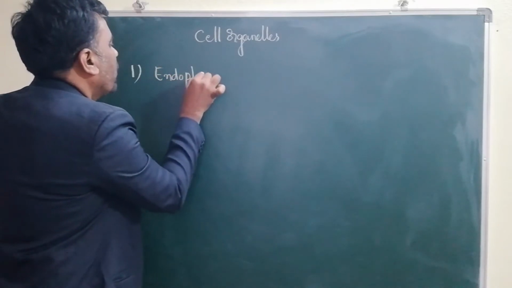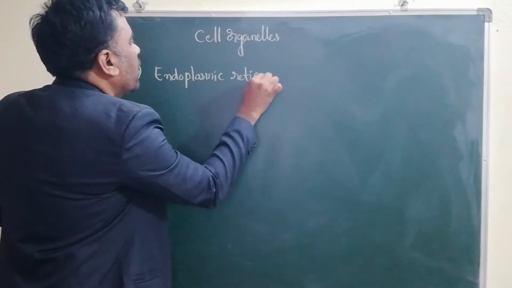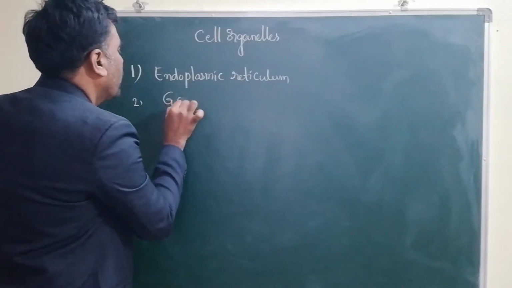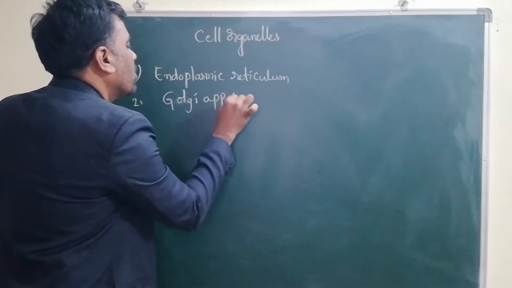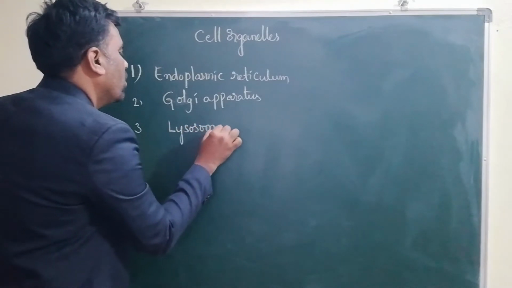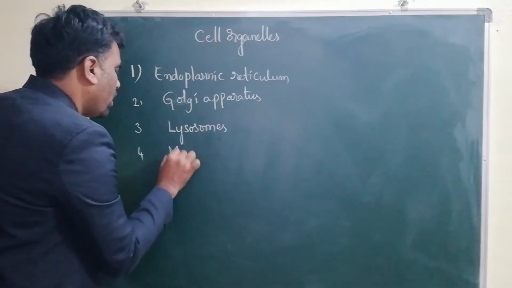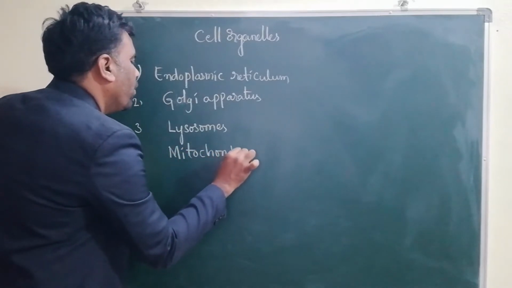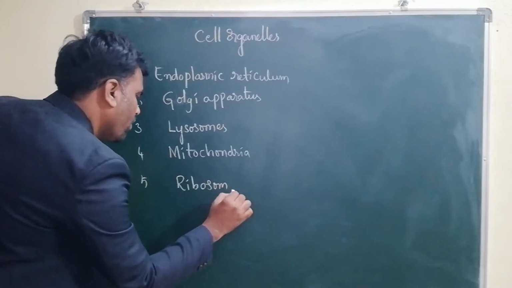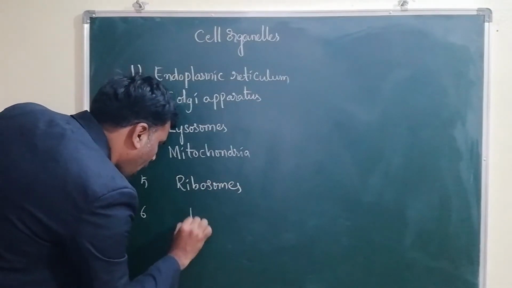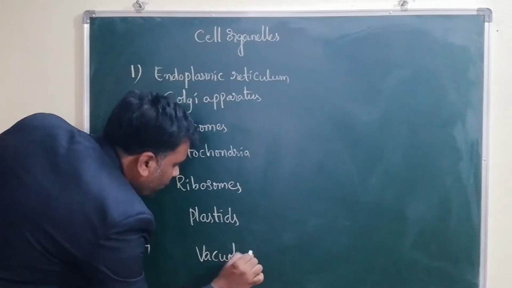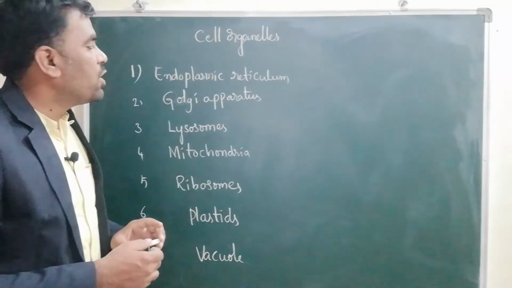Endoplasmic reticulum. The next, Golgi apparatus. The next, lysosomes. The next, mitochondria. The next, ribosomes. The next, plastids. The next, vacuole. So these are the different cell organelles which are present in the cell.